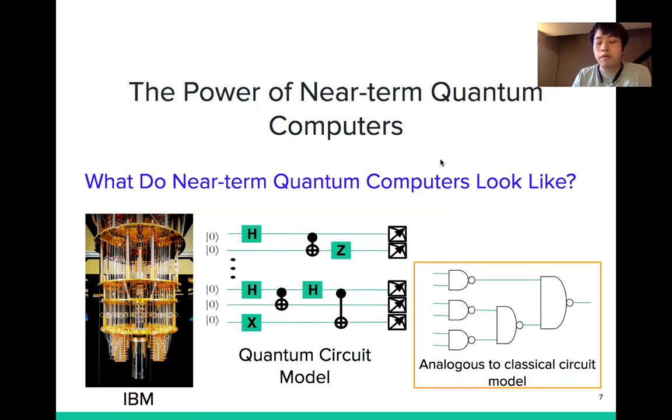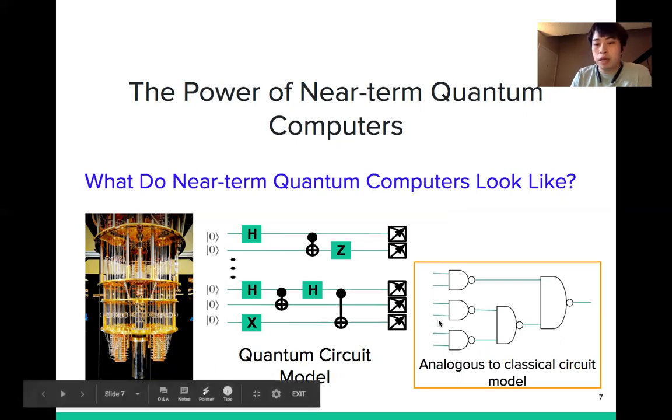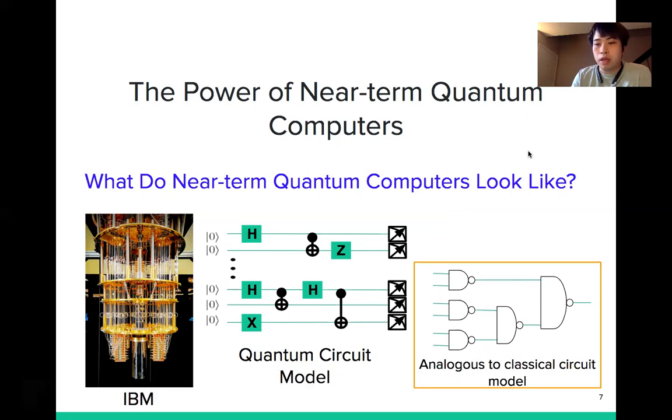Actually, most quantum algorithms can be modeled by the quantum circuit model. The quantum circuit model is very similar to the classical circuit model. In the classical circuit model, you have your input as bits, and then you have logic gates operating on the input, and you have multiple output bits. So you have input as bits, logic gates operating on the input, and then bits as output.